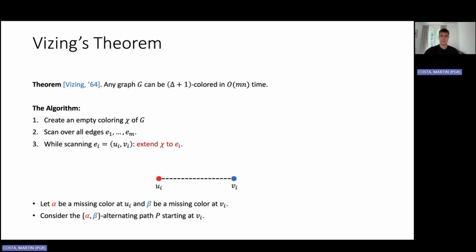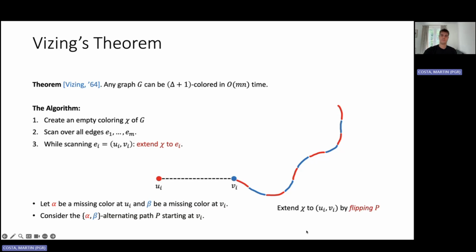Okay, and we can then consider the red-blue alternating path starting at the vertex v_i in this edge. We first consider whichever red edge is touching this vertex, which is missing blue, and then the blue edge touching the other endpoint of this edge, and so on until eventually this path becomes maximal and there are no other edges that we can add to this path. Note that there cannot be any blue edge touching this vertex because by assumption, this vertex is missing the color blue.